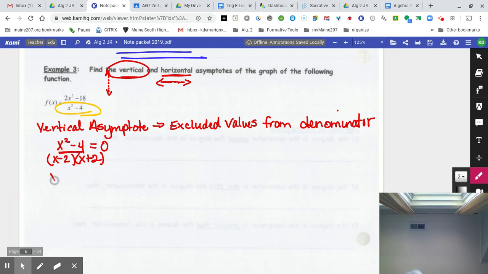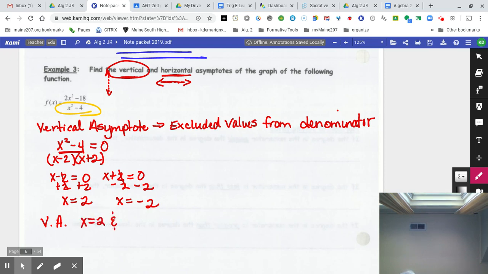Once you find the factors, you set each factor equal to 0 and you solve it. So my first solution is x equals 2, and my second solution is x equals negative 2. Those two values are my VA, my vertical asymptote. My graph will get closer and closer to those two lines, x equals 2 and x equals negative 2, but it will never touch those two lines.